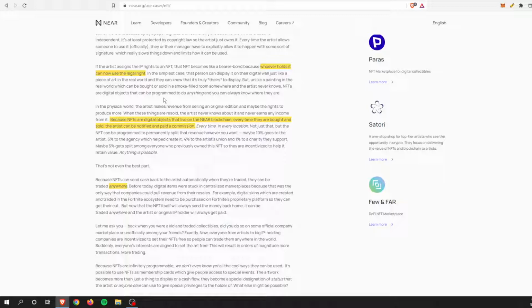So you can maybe put 10% to the artist, 10% to an agency who helped create it, 4% to a union, 1% to a charity. So you can kind of break it up. The possibilities are kind of endless. So that is one neat feature of non-fungible tokens.